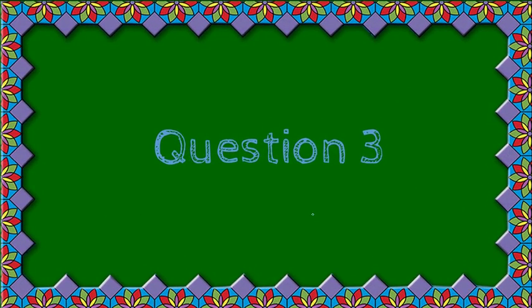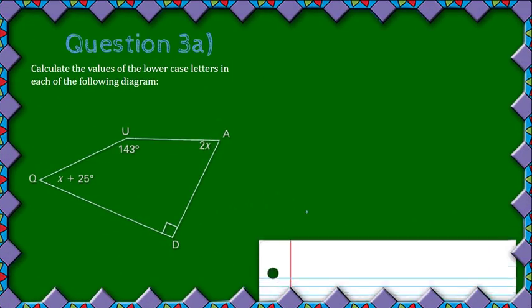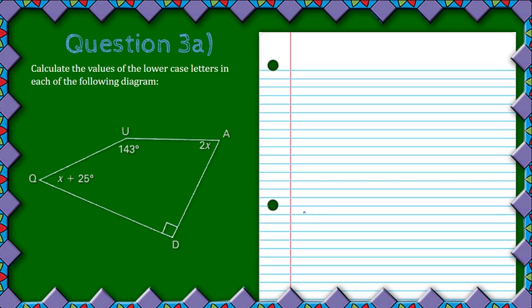Right, so let's get started with question 3. So question 3a, calculate the values of the lowercase letters in each of the following diagrams. Okay, so this one is quite nice. I like these type of questions where they have a bunch of angles that contain x, and we need to find the relationship between these angles in terms of x. So basically what that means is we know that all the angles of a quadrilateral add up to 360. So I can just say each of these angles added together equal to 360 and solve for x.